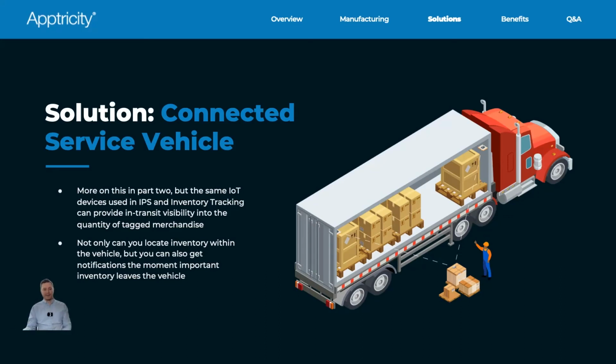You're scanning items with controllers, and so not only are you getting quantity and location of the vehicle, because these controllers can have GPS antennas associated with them as well, you're getting notifications if inventory leaves the vehicle.